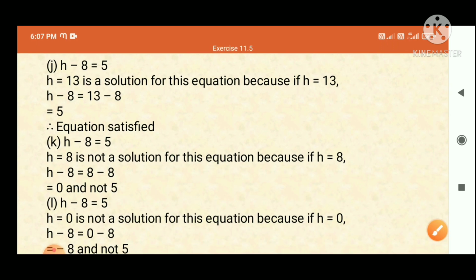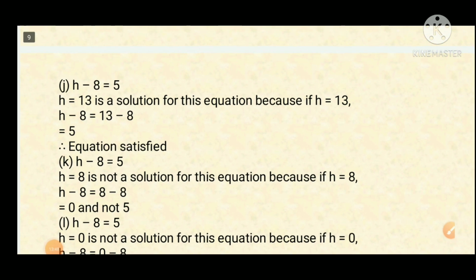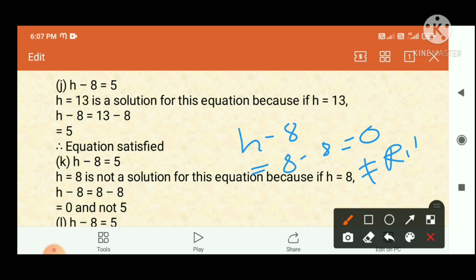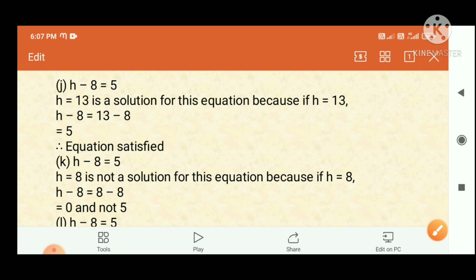Next we take the value of h is equal to 8. Here the left hand side of this equation is h minus 8. We put the value of h is equal to 8. 8 minus 8 is 0, which is not equal to the right hand side. So the equation is not satisfied. So h is equal to 8 is not a solution for this equation.